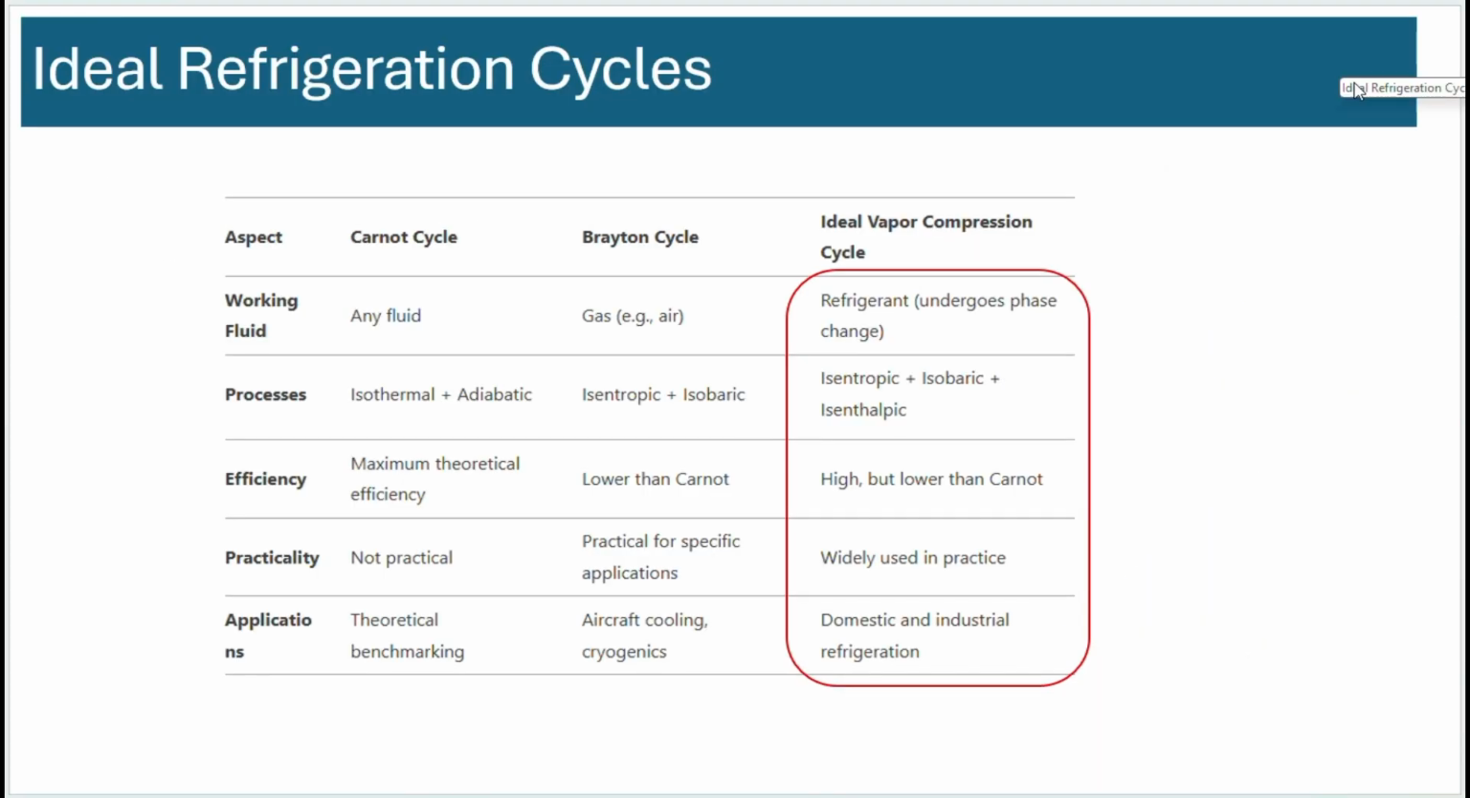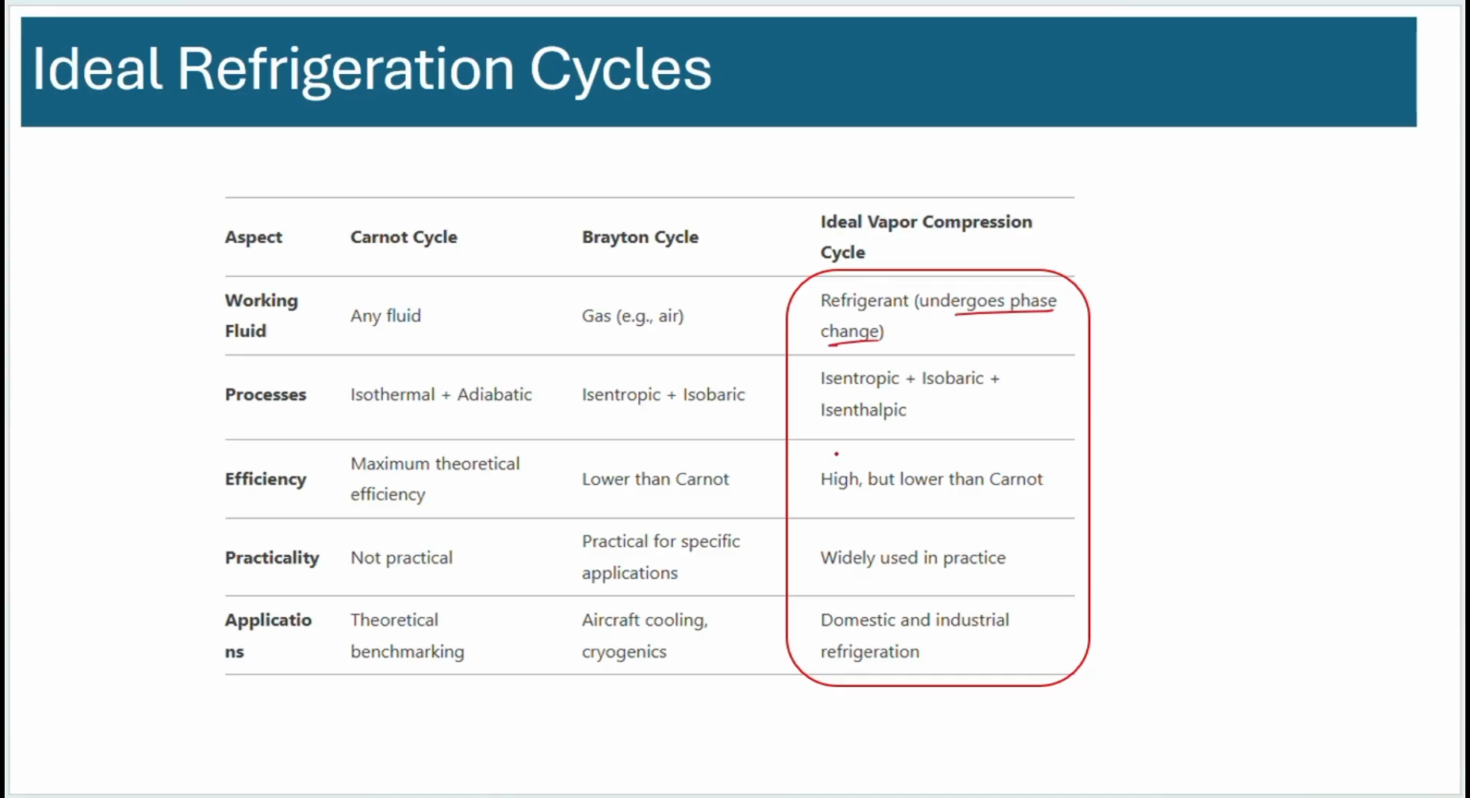In the previous lectures we looked at the Carnot cycle and the Brayton cycle, the refrigeration cycles, and today we'll analyze the vapor compression cycle using CoolProp. So as you already know, in this cycle there is phase change. The refrigerant undergoes phase change from liquid to vapor and from vapor to liquid.